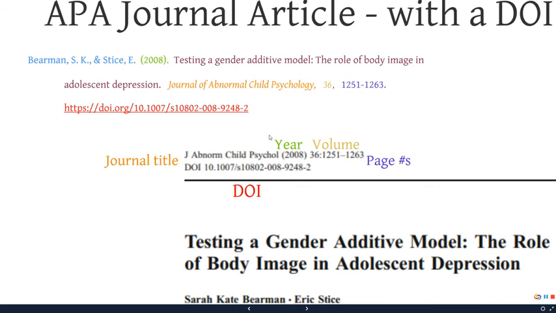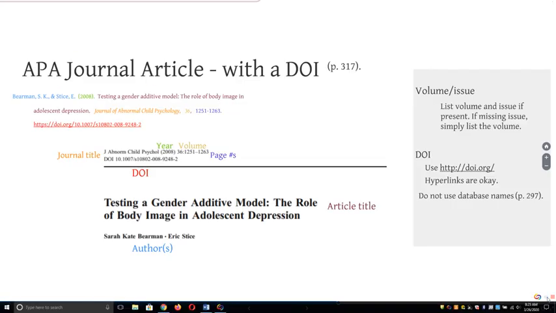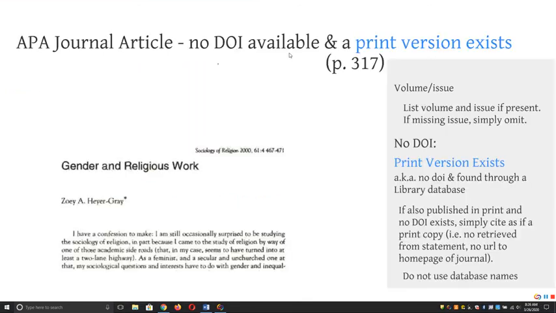Now, one of the big things we see, and one of the main mistakes a lot of those citation generators make, is they include the name of the database. APA does not want you to include the name of the database anywhere in the citation. So we don't want to see Academic Search Premier, we don't want to see JSTOR, and they go into great detail on page 297 about not using database names.